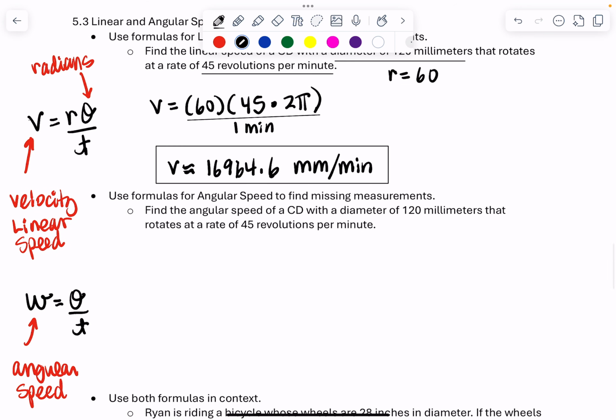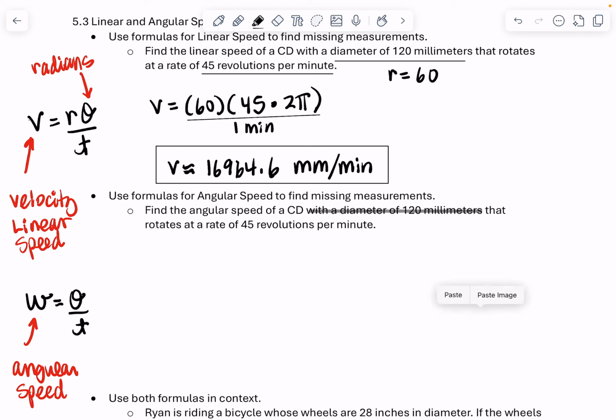All right, so we're going to use the same exact problem, but this time we're finding the angular speed. So on the angular speed, we're using basically the same equation, except we don't need the 60. So notice how it's in the problem, but this diameter of 120 millimeters, we don't need that to find angular speed. We don't need the radius because the radius is not in the formula.